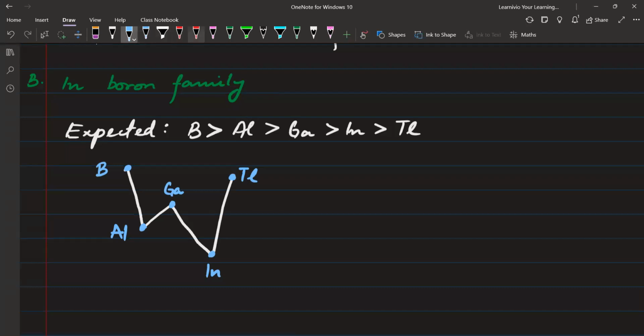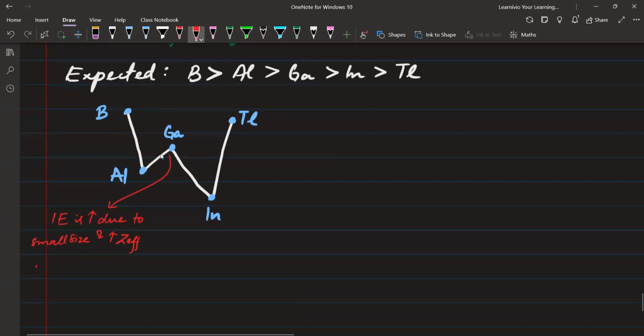Now, how can we explain the irregularity in gallium? We can explain it by the poor shielding. Ionization enthalpy is high due to small size and high Z effective. Why is the size small and the Z effective high? Due to poor shielding of 3d10 electrons.